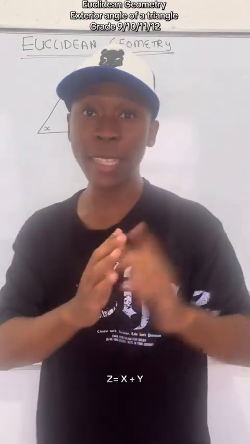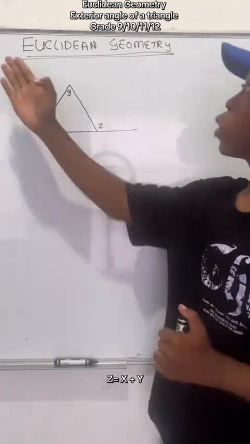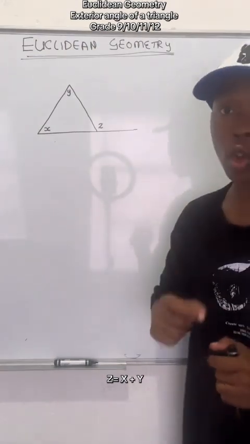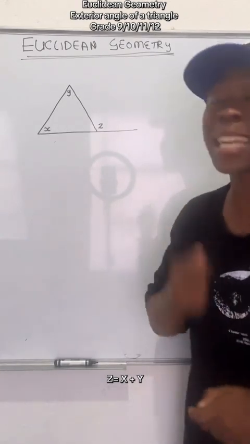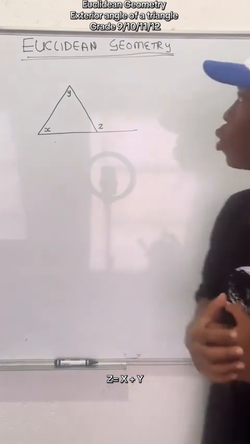If you are in grade 9, 10, 11, 12, make sure that you watch this video of Euclidean geometry. Now, Euclidean geometry, I told you, this is all it deals with: shapes, triangles, straight lines, angles. That is Euclidean geometry. Now, look at this, guys.